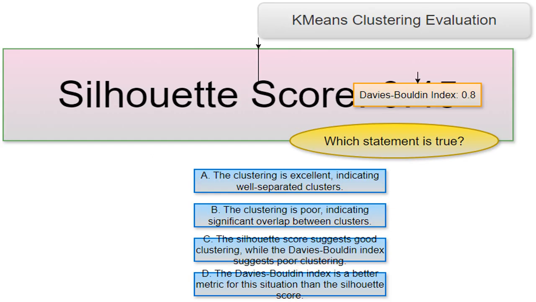The silhouette score is a measure of how well separated my clusters are. A score of 0.45 is moderately good. It suggests that the clusters are reasonably distinct, but not exceptionally well separated. It's like saying the groups are pretty distinct, but there might still be some overlap.